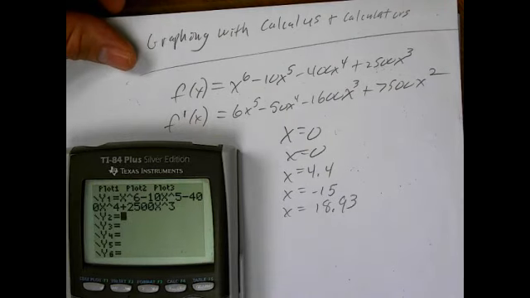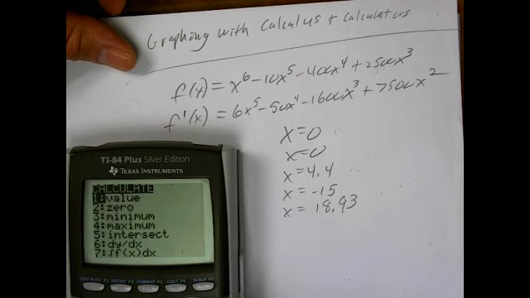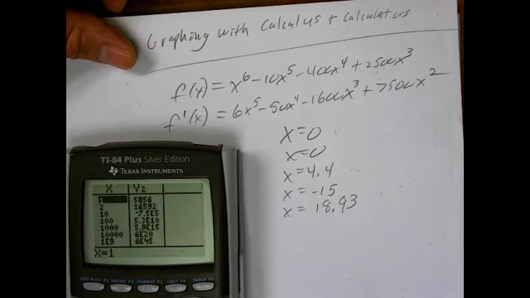Put in the 6x to the power 5 minus the 50x to the power 4 minus the 1600x to the power 3 plus the 7500x squared. From there, I'll go to a table.